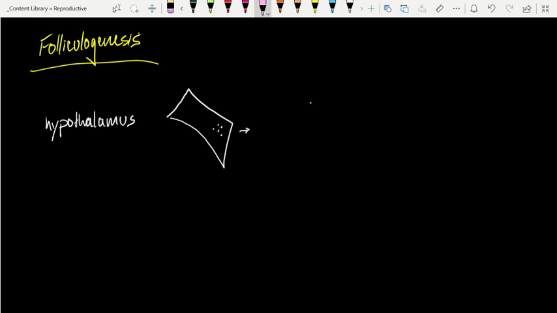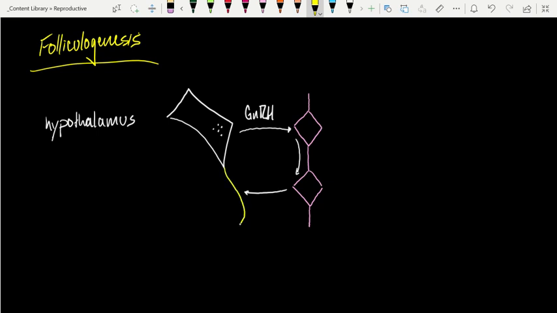If you recall, we've got a portal system that consists of two capillary beds in series, and the hormones entering the portal system, in this case, we want to talk about a hormone called GnRH. It stands for gonadotropin releasing hormone. GnRH will travel through the portal system, exit the next capillary bed, and is now in a prime position to stimulate the production and release of two hormones from the anterior pituitary. Let's draw our anterior pituitary.